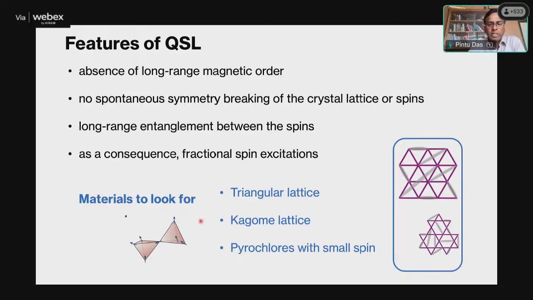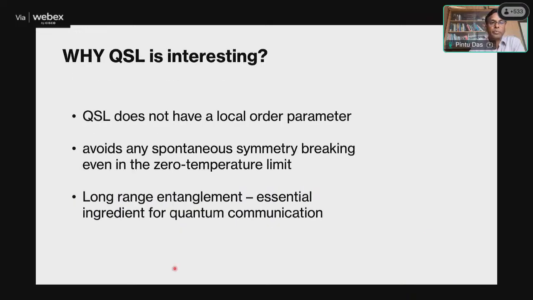So typical materials, as you see, are triangular lattices, Kagome lattice, something like this, right? And also the pyrochlores, there may be some quantum spin liquid if the spins are very small. In the artificial spin ice that I've shown, these spins are pretty large, and that's why those are classical spin liquid states. And why these are interesting, I think I have covered that. They don't have any local order parameter, so it's interesting to study their behavior. And long range entanglement is an essential ingredient for quantum communication.